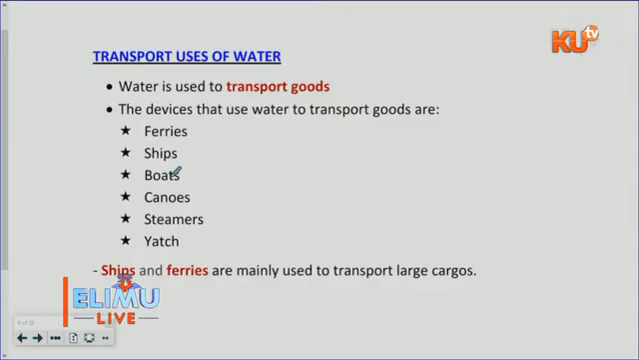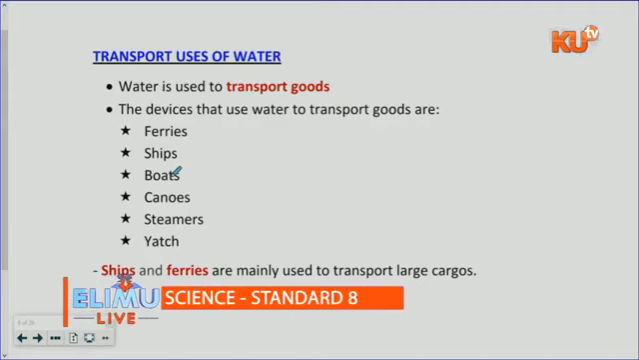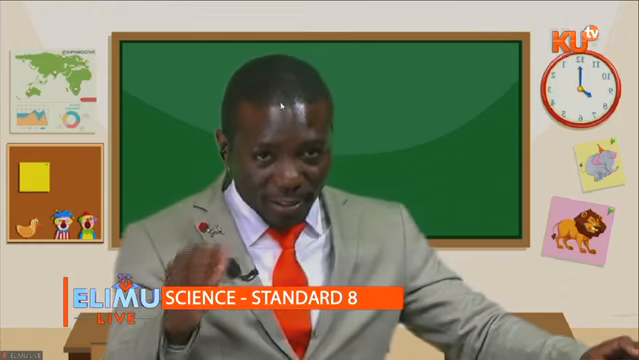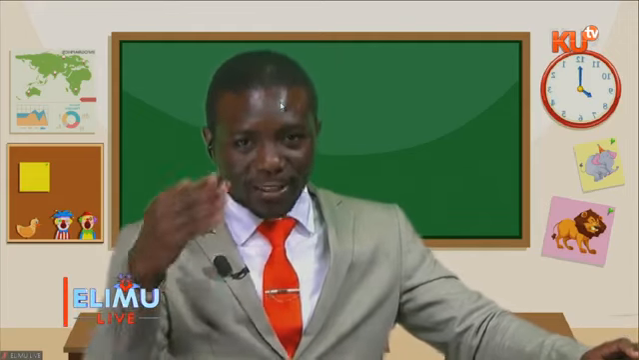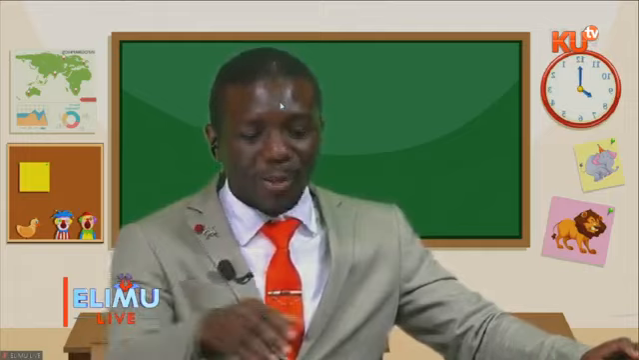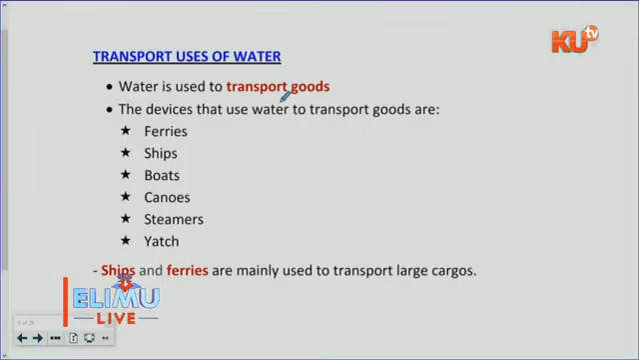And then the other segment there in standard four is transportation use of water, or transport uses of water. How this water can be used to transport goods. Water is used to transport goods. Remember earlier back, I told you in class 3, there are some ways of transporting water. Now here, water is now assisting us to transport goods. So in standard 4, we are learning about transport uses of water.